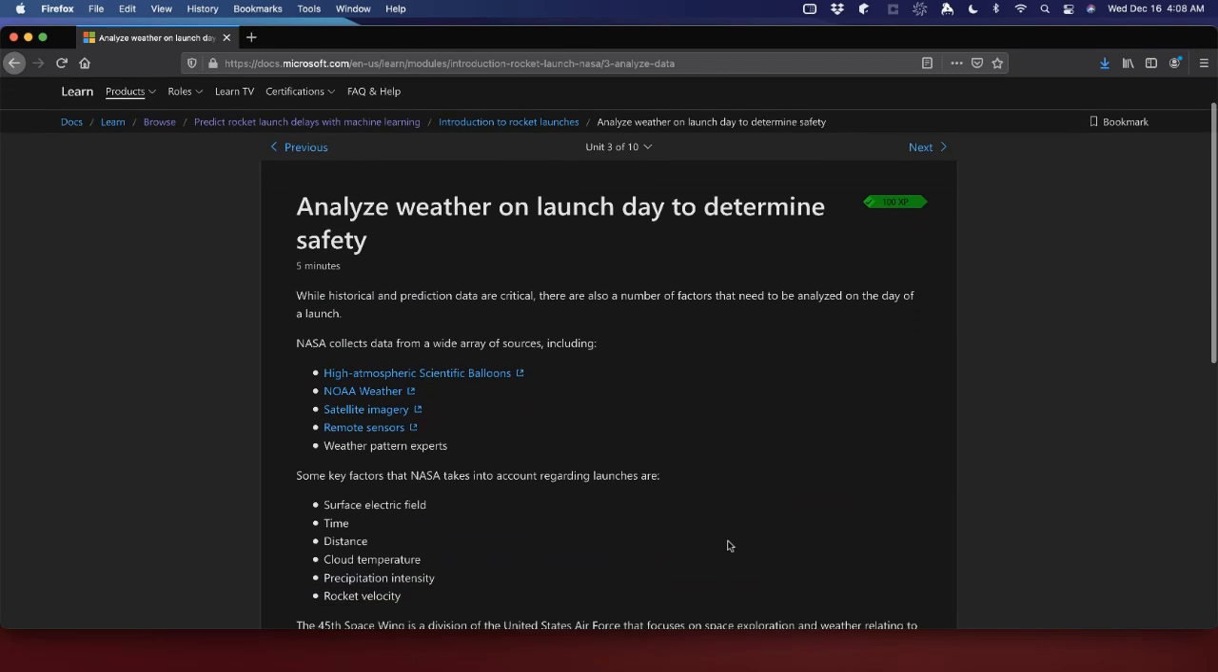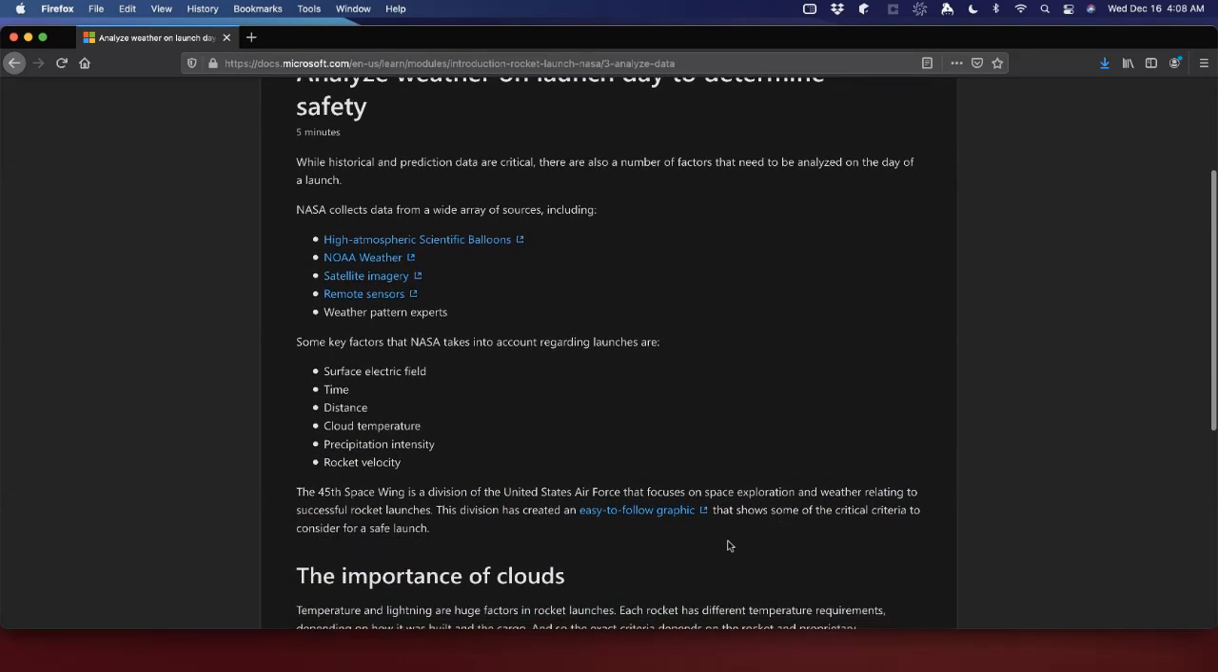But presumably we will go and grab some weather data from this kind of a site, and then try to figure out where there's some signal in the data that could give us a good idea of whether a launch would be more likely or not.